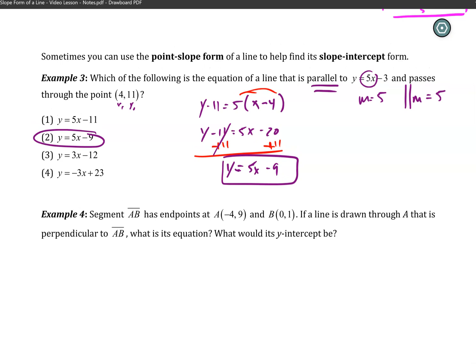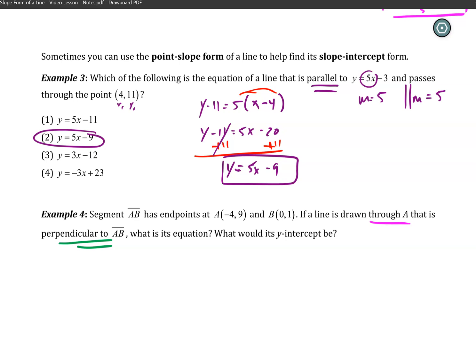All right, last one here. Line segment AB has endpoints of A (-4, 9) and B (0, 1). If a line is drawn through A, and it's perpendicular to AB, what is the equation? And then a follow-up is, what would its y-intercept be? So a lot of little pieces here. Let's do this part first.